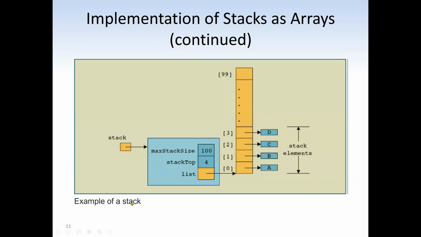In this example of array implementation, we have the array size of 100, so the index is from 0 to 99. In this stack, we have 4 items because we can see the stackTop is 4. And the array size, the maxStackSize, is 100. That's why the index is from 0 to 99.